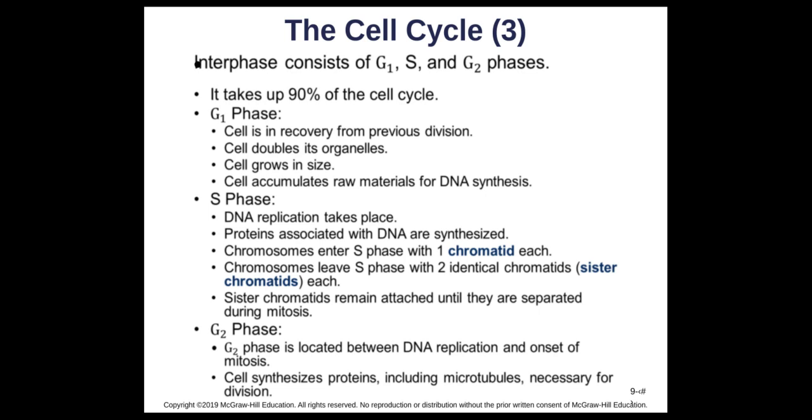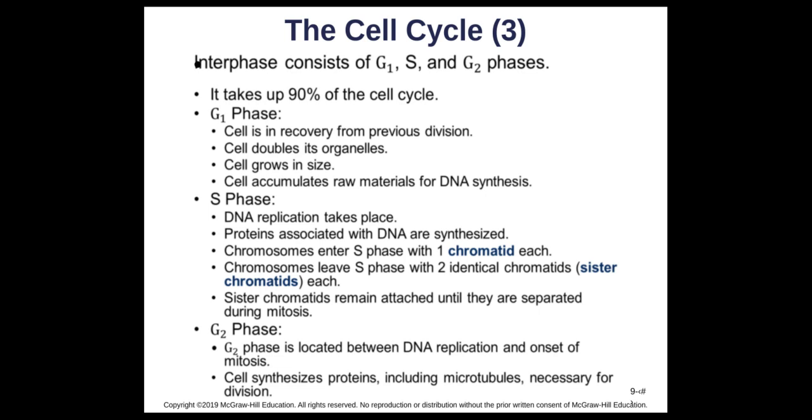And then that chromatid is going to be copied. So we're going to leave S phase with two identical chromatids. They are then called sister chromatids. Sister chromatids are going to remain attached until they separate during mitosis. If you've looked at chromosomes before, you probably saw a little X shape. Those little X's individually, that is a chromatid. Together in that X shape, those are sister chromatids.